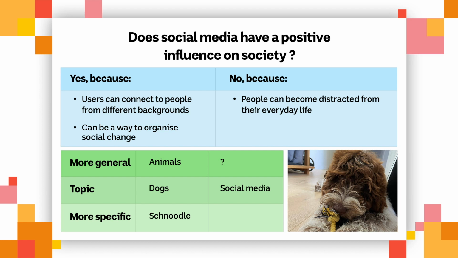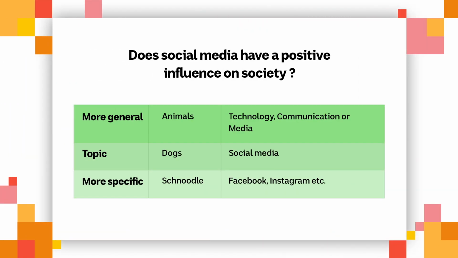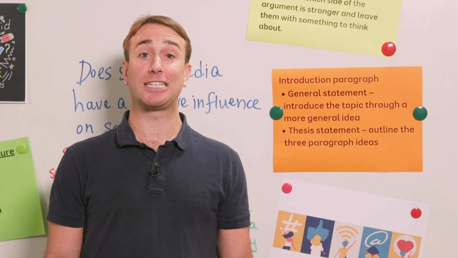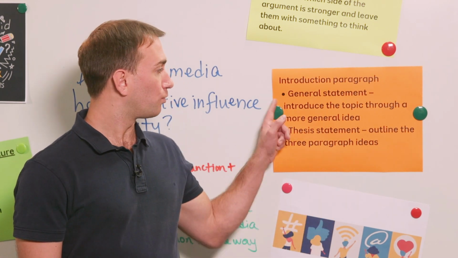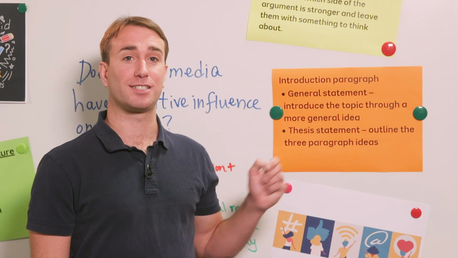So what could our more general and specific ideas be for our topic, social media? Here you can see that if you want to write more generally, it can be technology or communication or media. But going the other way and becoming specific, you might want to mention some specific social media platforms like Facebook, Instagram, and others. So going back to our introduction paragraph, let's look at the general statement, which you can use in your introduction to start your essay.